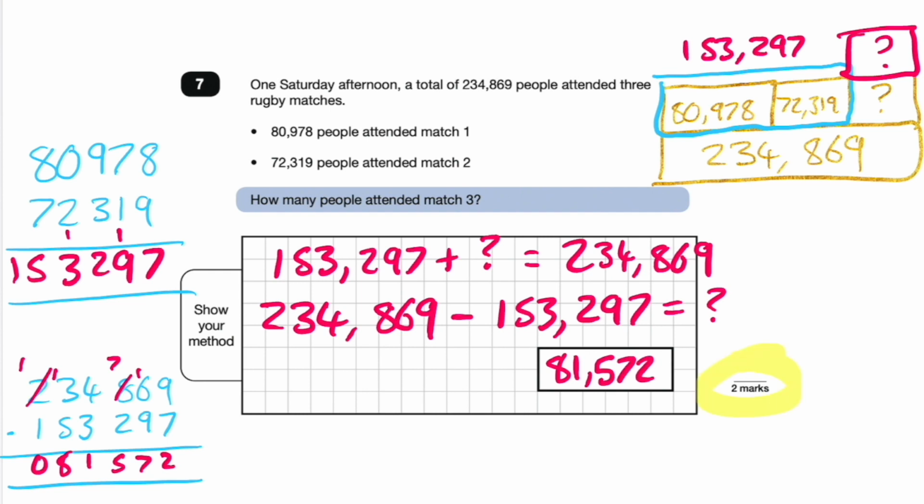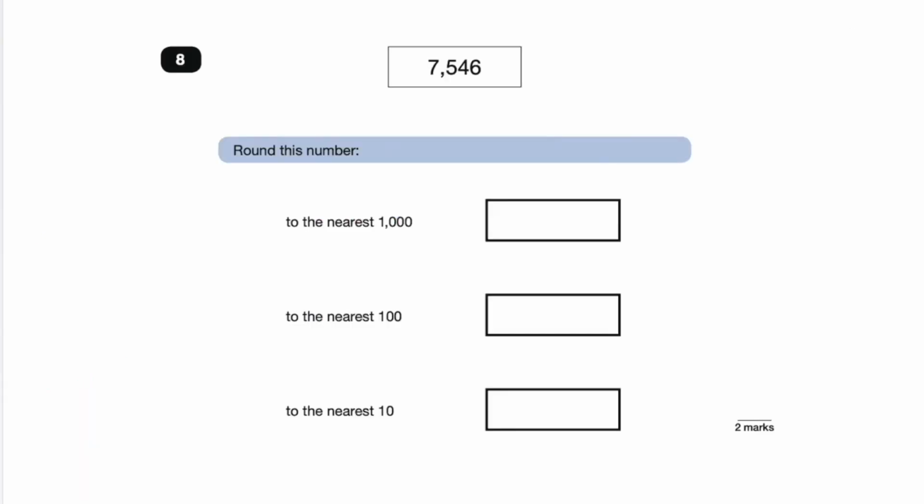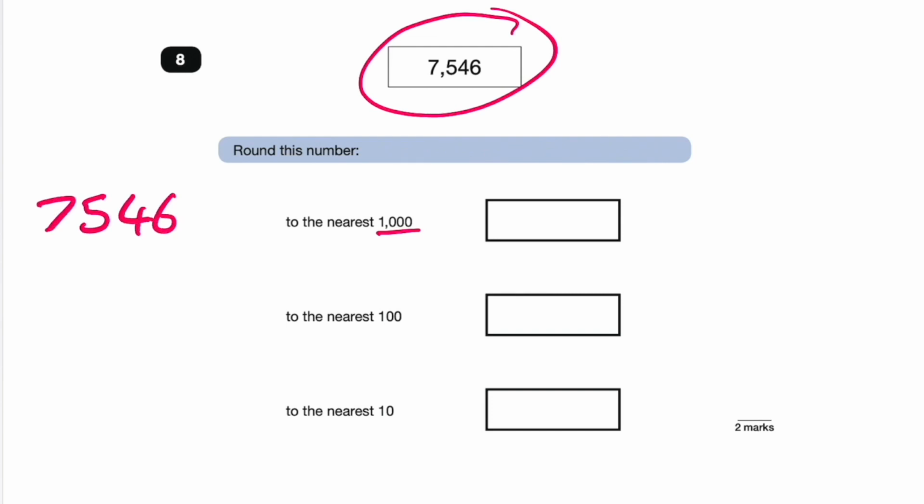Now again, notice how much space I've used around this question to answer this question. Don't be afraid to use the paper that is in front of you. Question 8, and we're going to look at a bit of rounding now. And our number that we're going to be rounding is 7,546. First one says, round to the nearest 1,000. So 7,546. And let's label it. This is our thousands, our hundreds, tens, and ones.